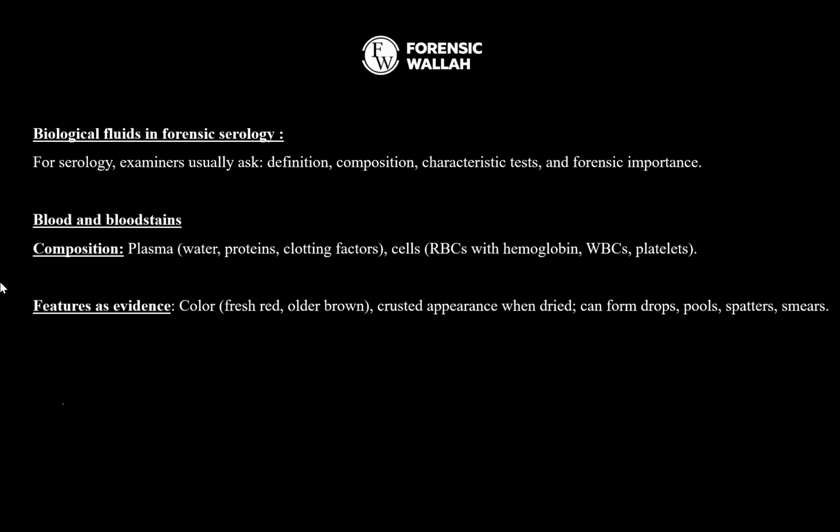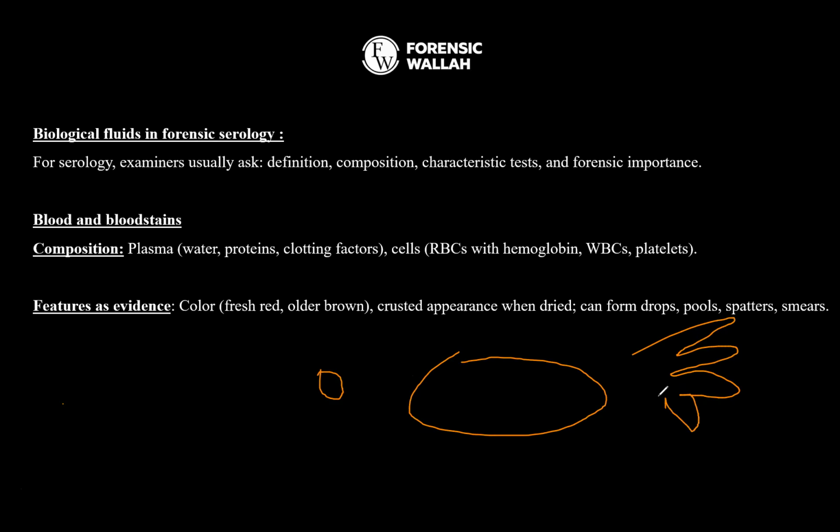For example, a drop is like this, whereas a pool of blood also you can find, or else you can find these kinds of spatters also. There are different kinds of stains, and then you will have smears as well. So these are some of the different types of blood shapes that you can encounter in a crime scene.